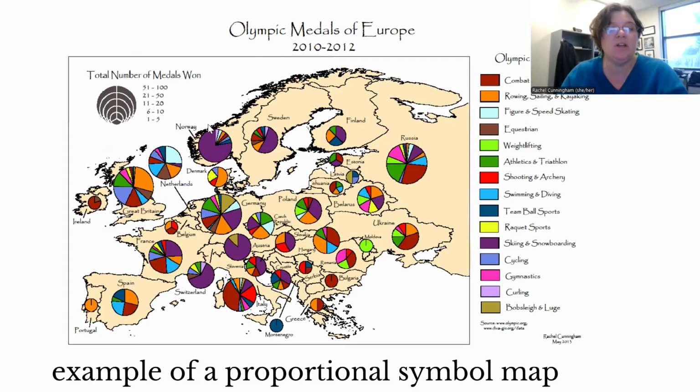So for example, you can look at Great Britain and Norway. Actually, Great Britain and Germany both have pretty large pie pieces. I would say these are probably roughly the same size.